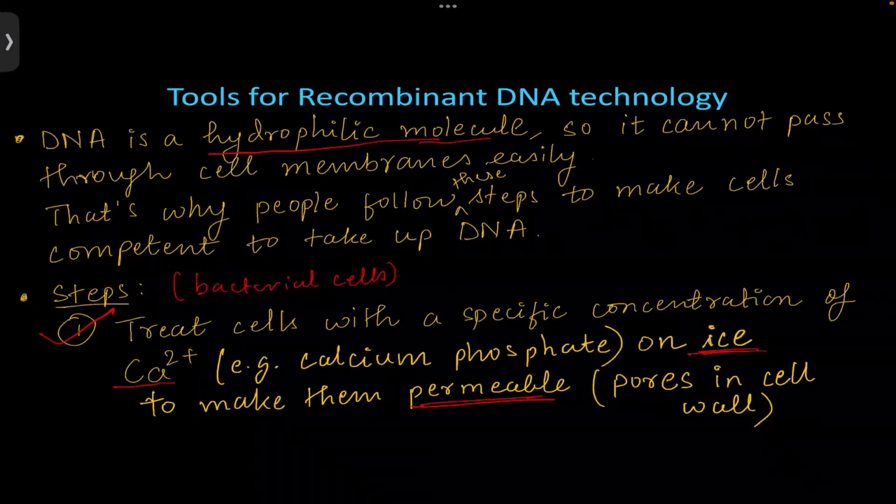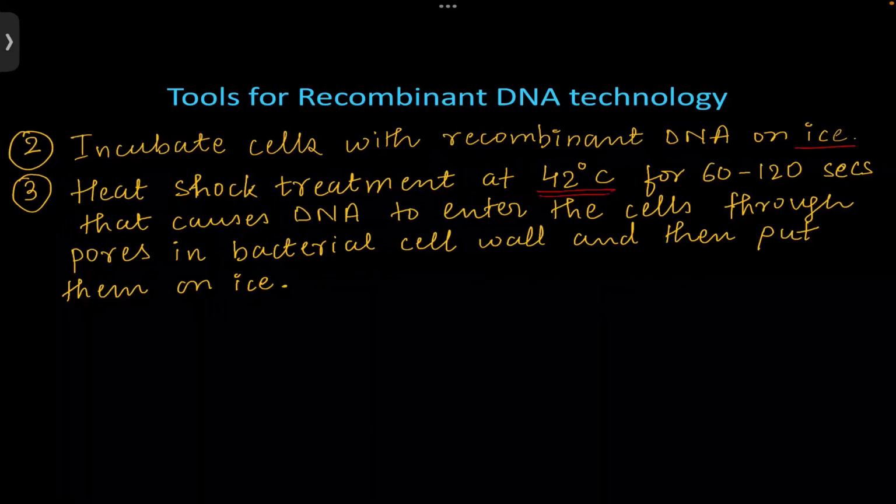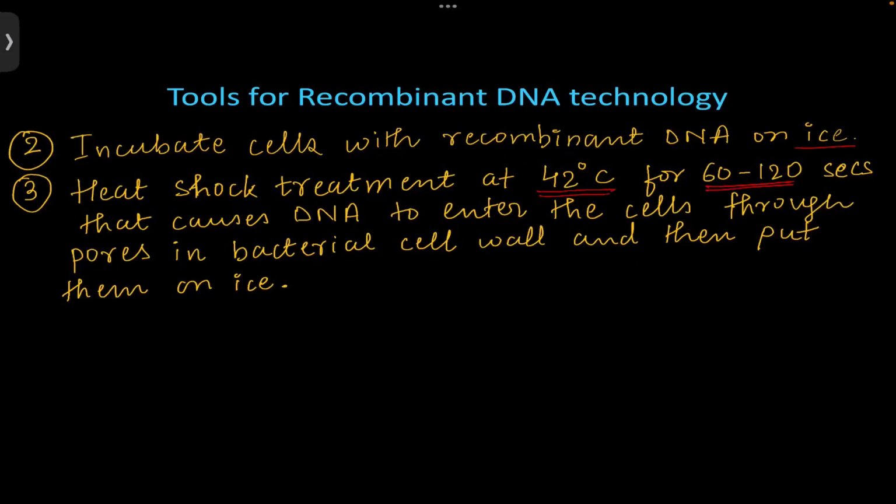These steps that I'm talking about are for making a bacterial cell competent. Now the next step is that you have to incubate your bacterial cells with your recombinant DNA on ice. You have to keep it for a few minutes. After you do that, you have to give a heat shock, meaning expose the mixture to high temperature, that is 42 degrees Celsius, for 60 to 120 seconds, meaning 2 minutes at most.